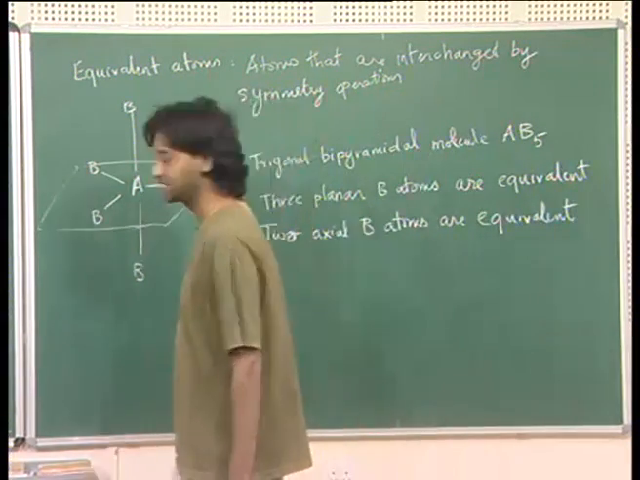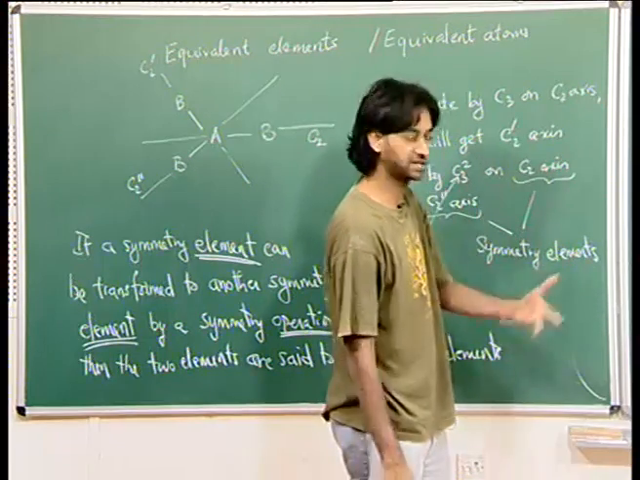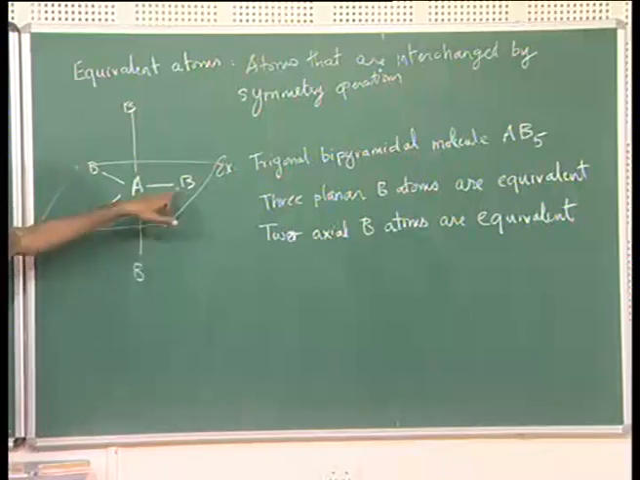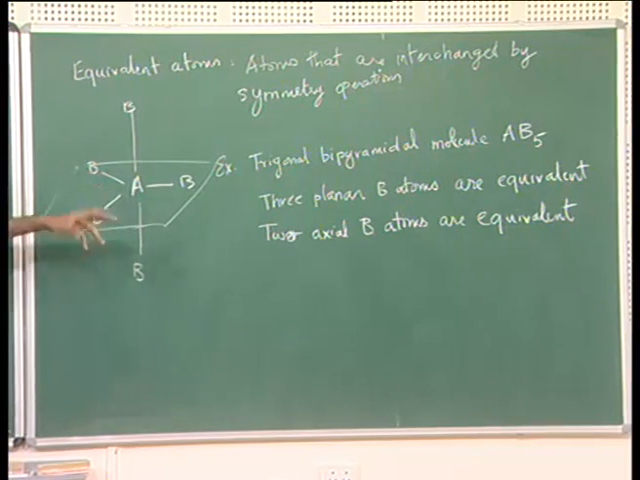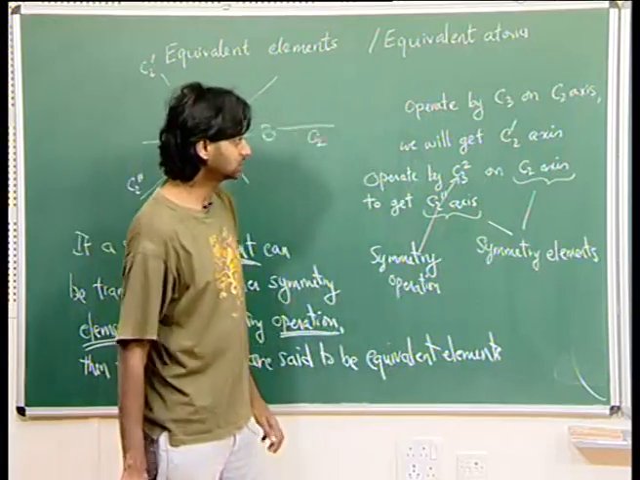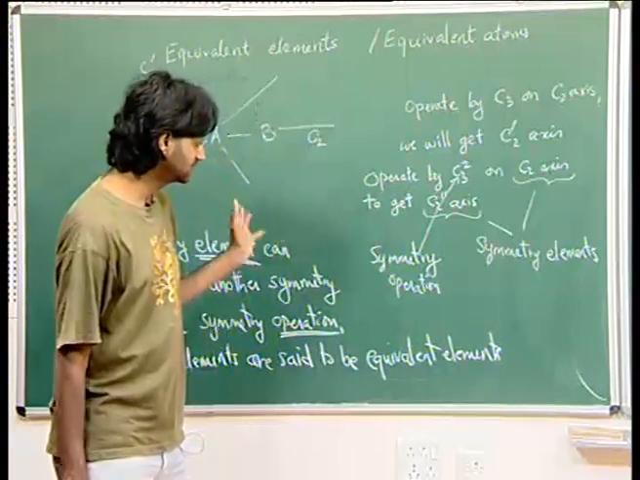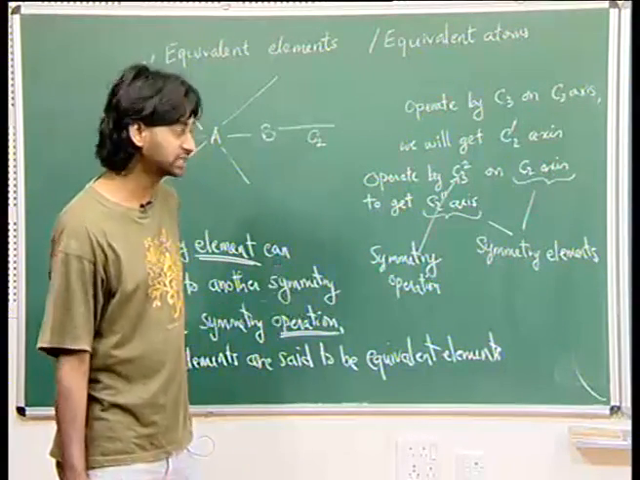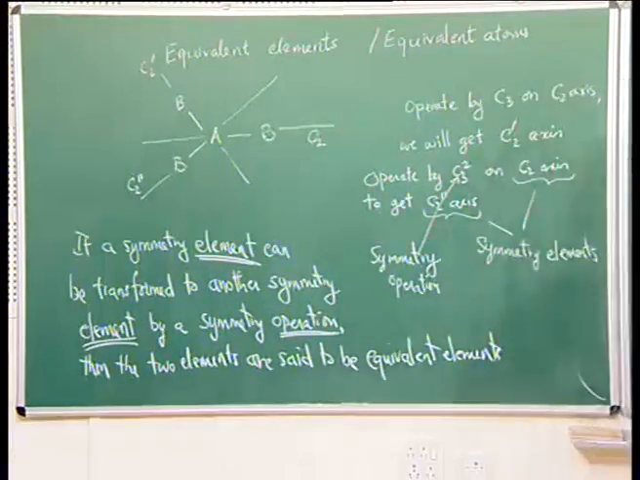And this is again something that makes sense, because there is really no difference between these three atoms. They are all in a plane and they are symmetrically arranged around the plane. Similarly, there is no difference between these two atoms also, because you can always turn the molecule around and this will become this and so on. So the idea of equivalent atoms and equivalent elements is something that we will be using a lot, and it's very important to identify this in any molecule.